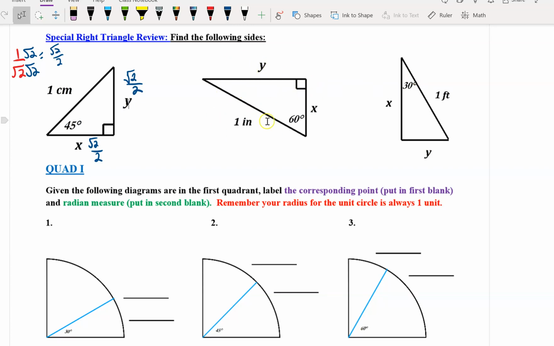On a 30, 60, 90, if the hypotenuse is 1, to get to the shortest side, we just cut it in half. So this will be 1/2. And then to get from the short side to the medium side, you multiply by root 3. So this one would have to be root 3 over 2. All right, same idea on this one. It's also a 30, 60, 90, just positioned differently. So to get from the long side to the short side, we divide by 2. So y will be 1/2. And to get from short side to medium side, we multiply by root 3. So this will be root 3 over 2.